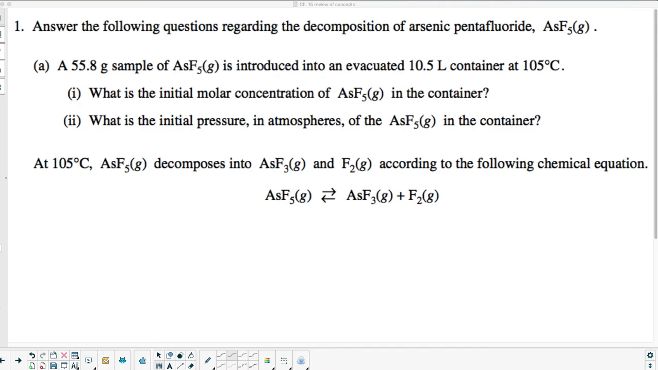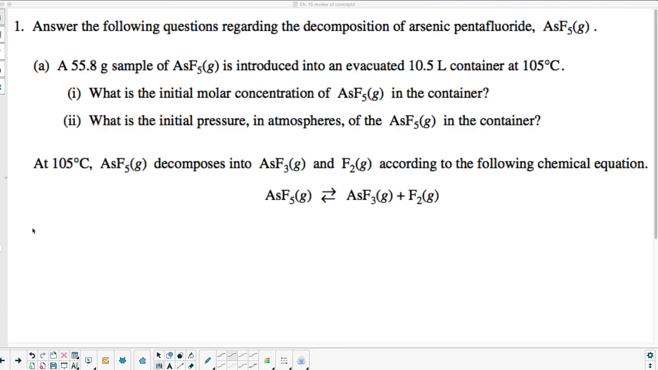It says, answer the following questions regarding the decomposition of arsenic pentafluoride. A 55.8 gram sample of AsF5 is introduced into an evacuated 10.5 liter container at 105 degrees Celsius. What's the initial molar concentration of AsF5 in the container, and what's the initial pressure in atmospheres of AsF5 in the container?